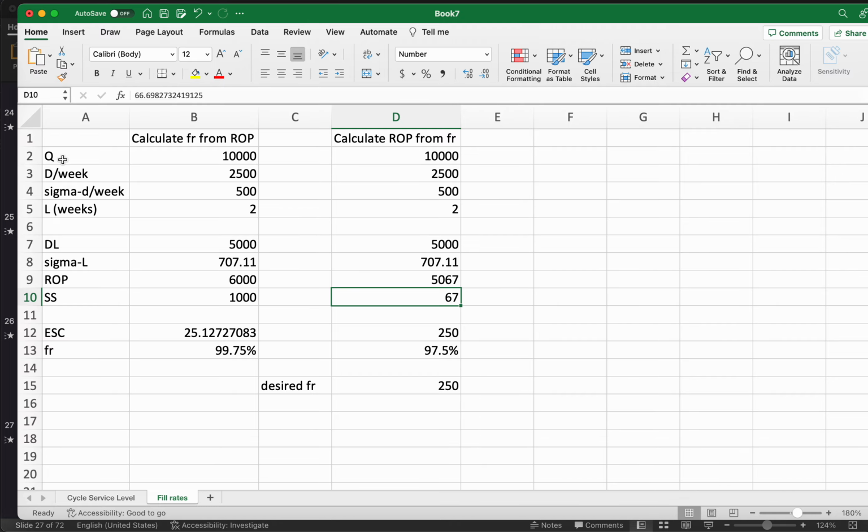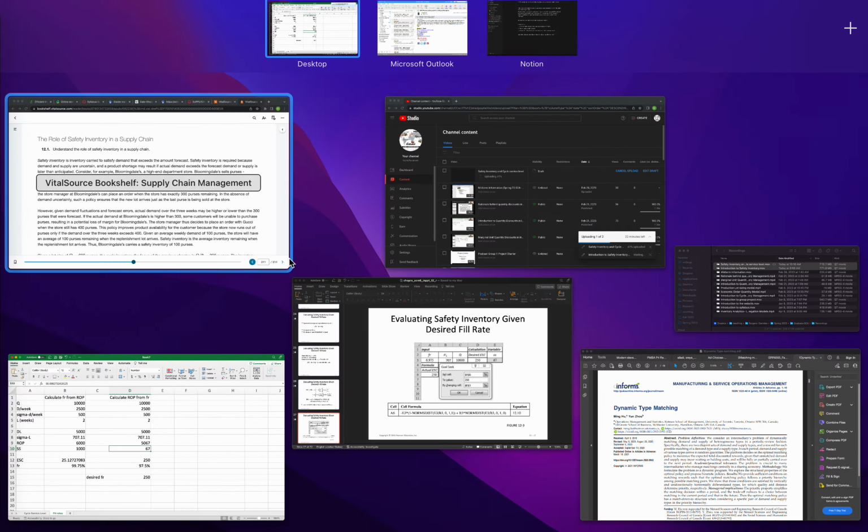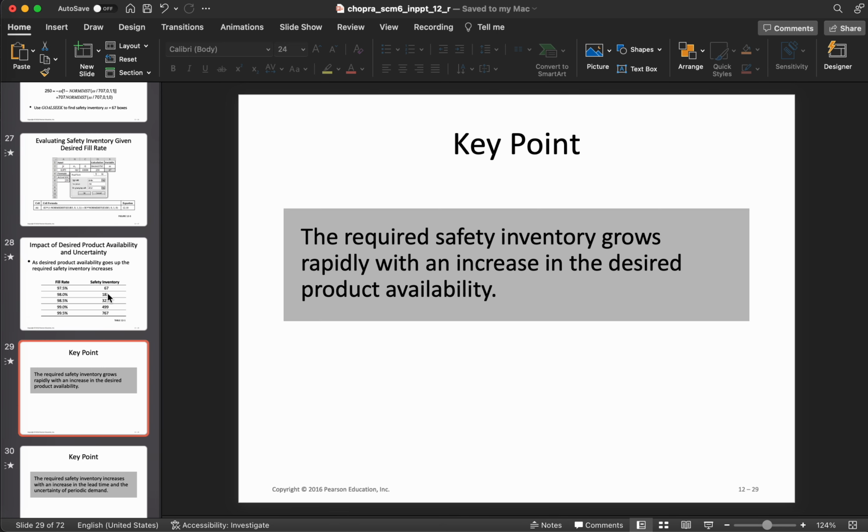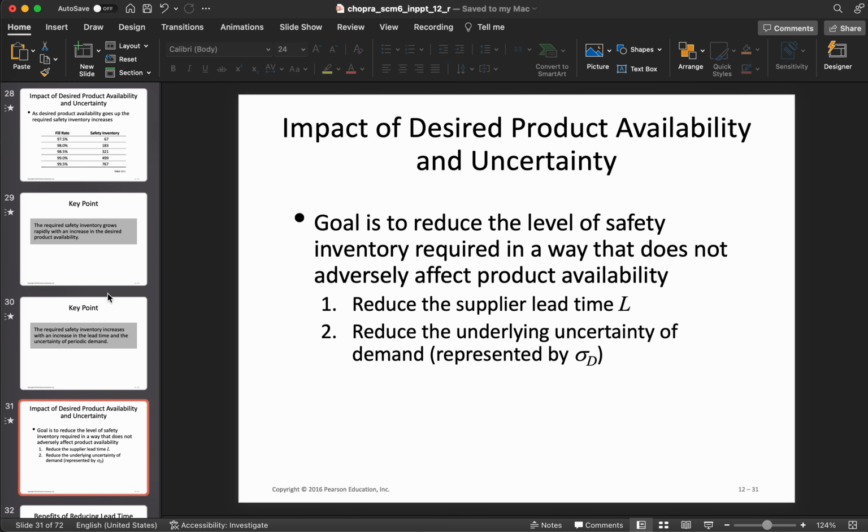This video is getting long. In the last video of this week, we will look at what happens when the lead time itself is uncertain. What if there's uncertainty in lead time? That's in the next video.